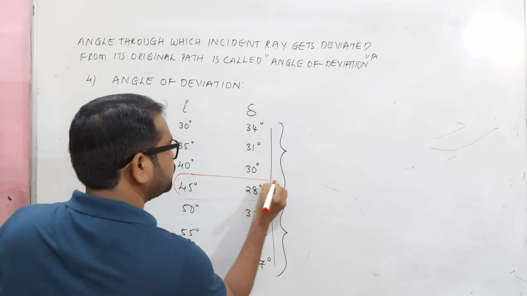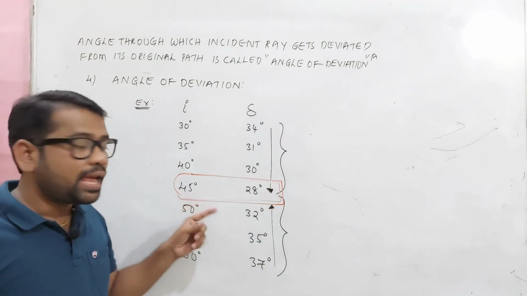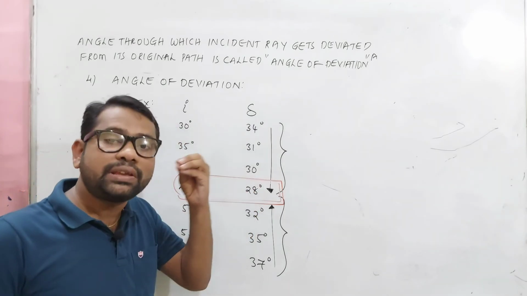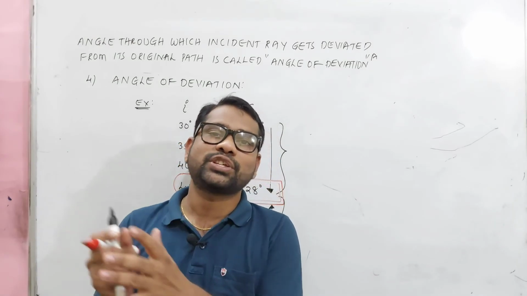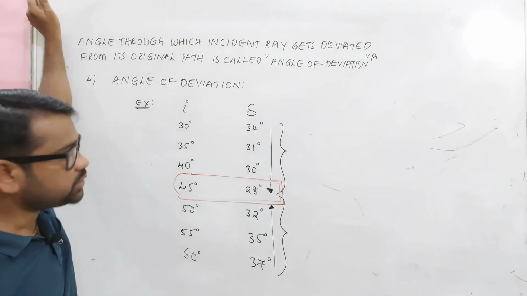Look here, for a particular value of angle of incidence, the angle of deviation is going to be minimum. This particular value of angle of deviation only we can call the minimum angle of deviation. Once again, let us observe this example.